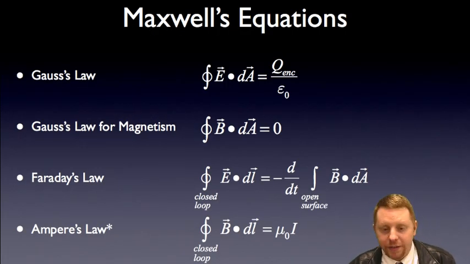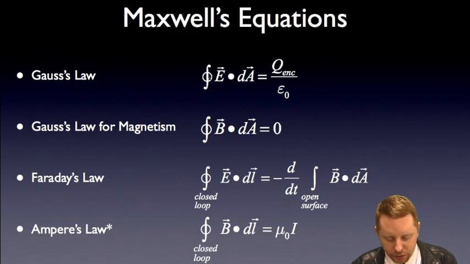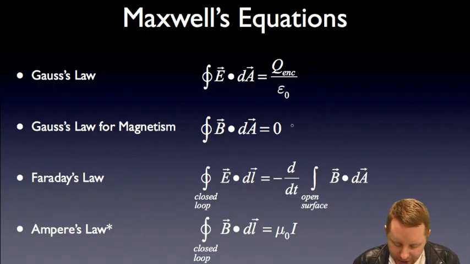Now, at this point, we've covered Maxwell's equations. First of all, Gauss's law. The integral over the closed surface of E dot dA was the enclosed charge divided by epsilon 0. Or for magnetism, the integral over the closed surface of B dot dA equals 0. And that only worked because there were no magnetic monopoles.